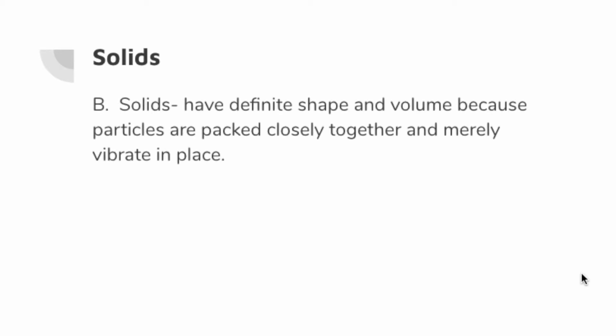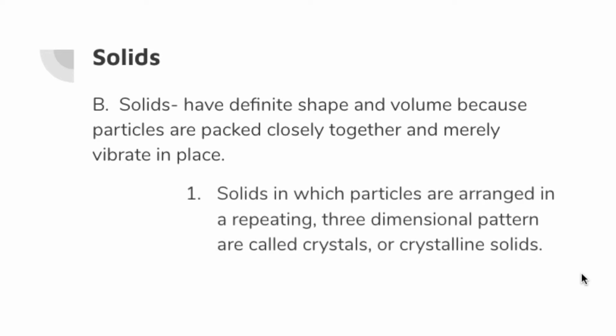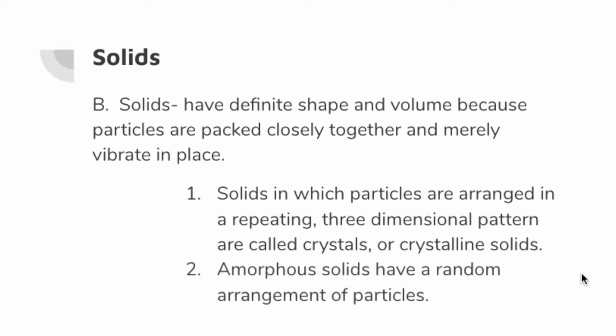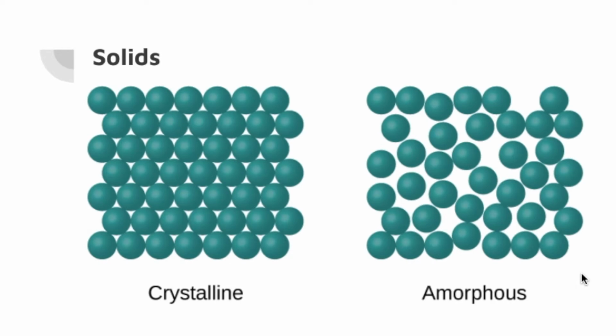Solids have a definite shape and volume because particles are packed closely together and merely vibrate in place. Solids in which particles are arranged in a repeating pattern are called crystalline solids. Amorphous solids have a random arrangement of particles. Here's a picture to show the difference between those two.